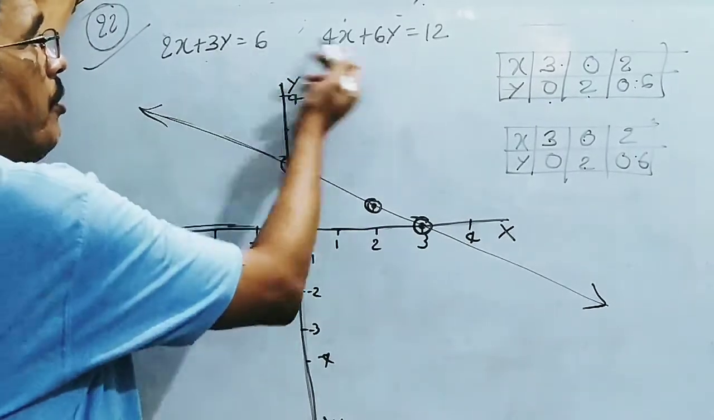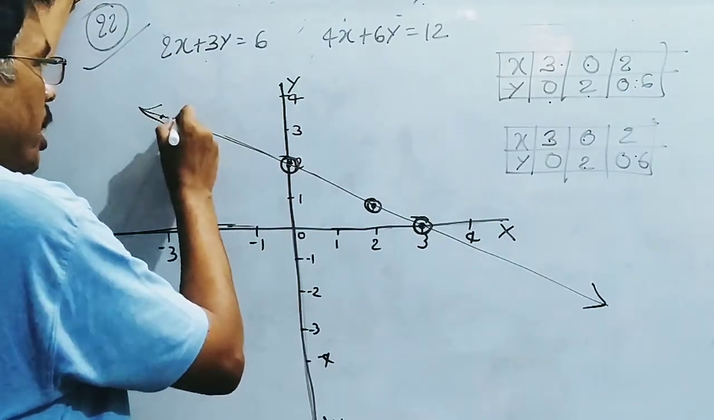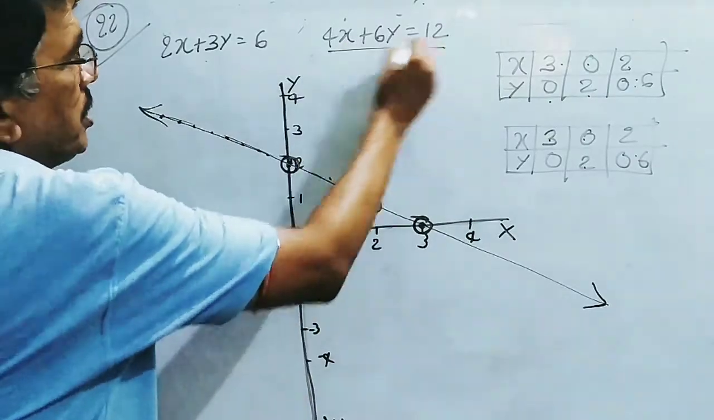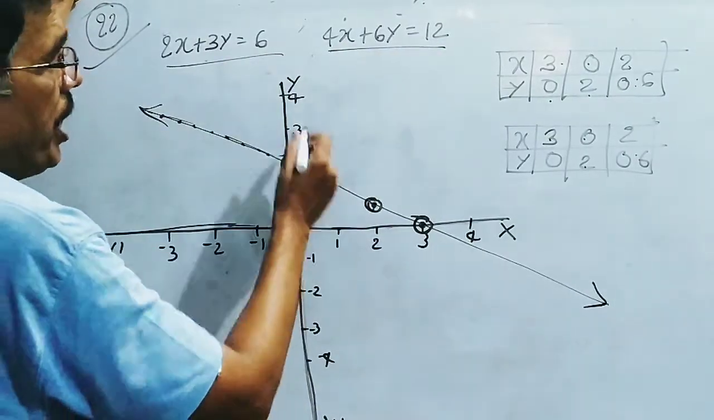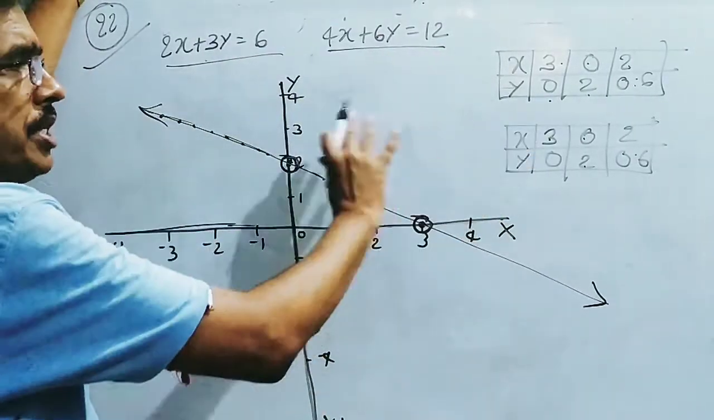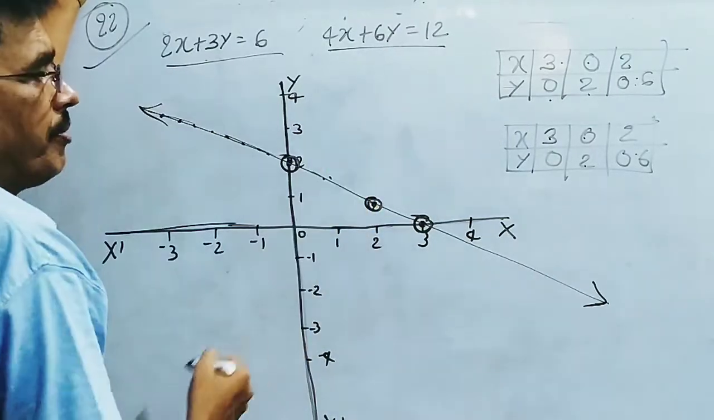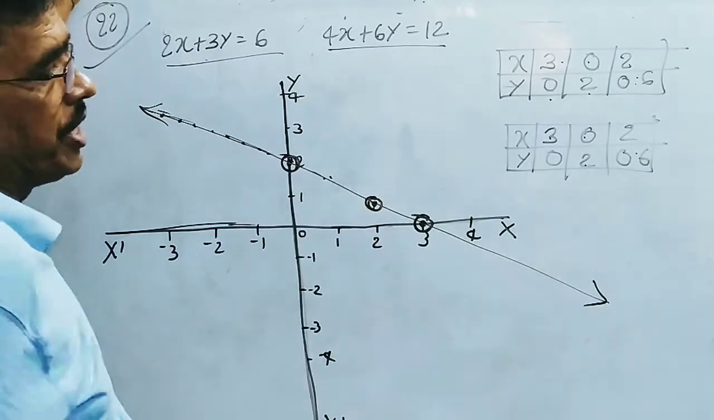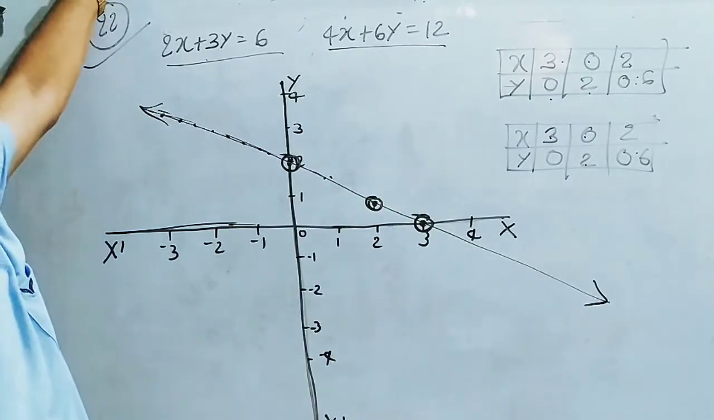If you write any value in this, then all values lie on this line in both equations, in this equation or this equation. We can write any value of x, such as 2, 3, 4, 5, 6, and find y, then all values lie on the same line. So this type of condition is called infinitely many solutions.